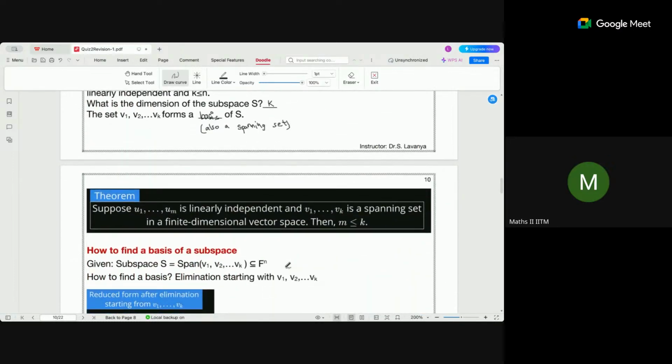Okay. Now what is it that you should know? Suppose you have a set of m linearly independent vectors and a set of k vectors which is spanning, then you should always know that m is less than or equal to k. So any spanning set is the limit for a linearly independent set: m is less than or equal to the size of the spanning set.